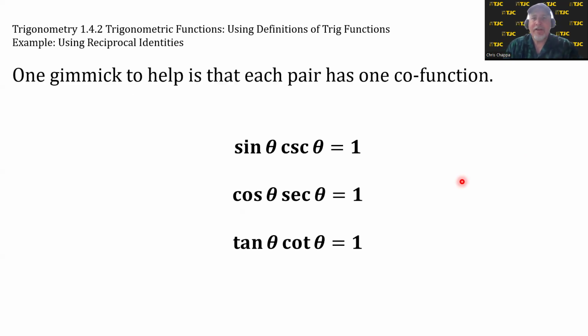Now, there is a gimmick to help remember. That gimmick is that each pair has one cofunction. The top pair has cosecant, the middle pair has cosine, the bottom pair has cotangent. This is a gimmick that I came up with when I was learning this and tried to memorize my pairs. Each pair has one cofunction.